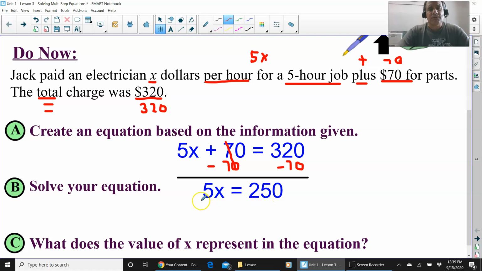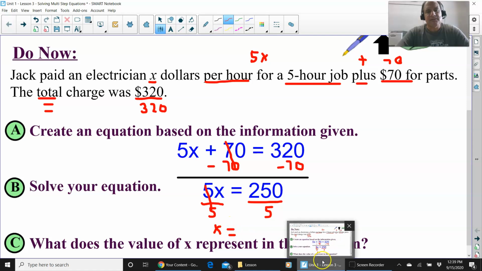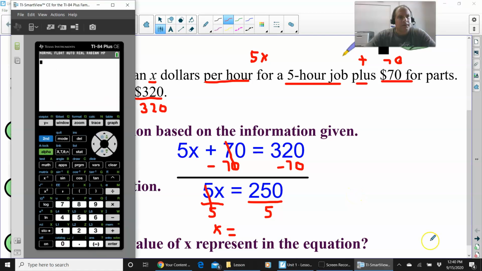So now all you have to do is the opposite. You have to solve for this x. You have to isolate the variable. The opposite of multiplication is division. So you're going to divide by whatever number is next to the x. Now you have 250 divided by 5, and because you have to do the same thing on each side, you have x equals, and hopefully you did that. Put this into the calculator, 250 divided by 5.